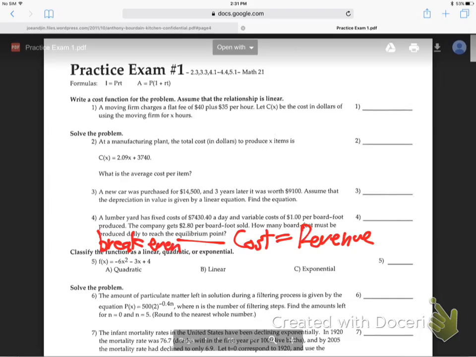Okay, so how do I do cost? Well, up here, it's saying cost and cost. One of them is fixed, one of them is variable. The variable goes next to the variable, right? So the cost function is 7430.40 plus 1x, where x is going to be the number of board feet sold.